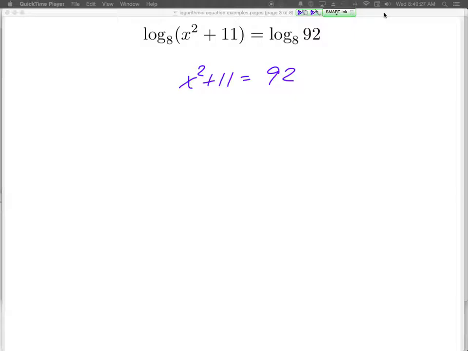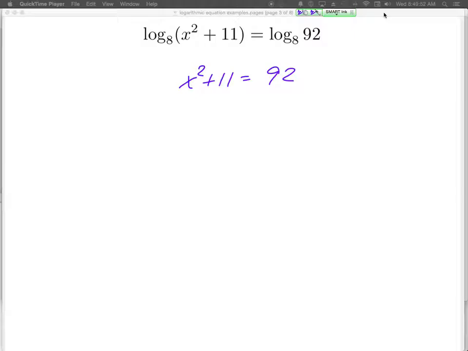Log base 8 is equal to log base 8, so they cancel out. Okay, so if I have a log equal to a log, the insides have to be equal. Just like if I have an exponential with a base equal to an exponential with the same base, what has to be true? The exponentials have to be the same. Same thing here. If I've got a log equal to a log, the insides have to be equal to each other. All right, what do you do next?